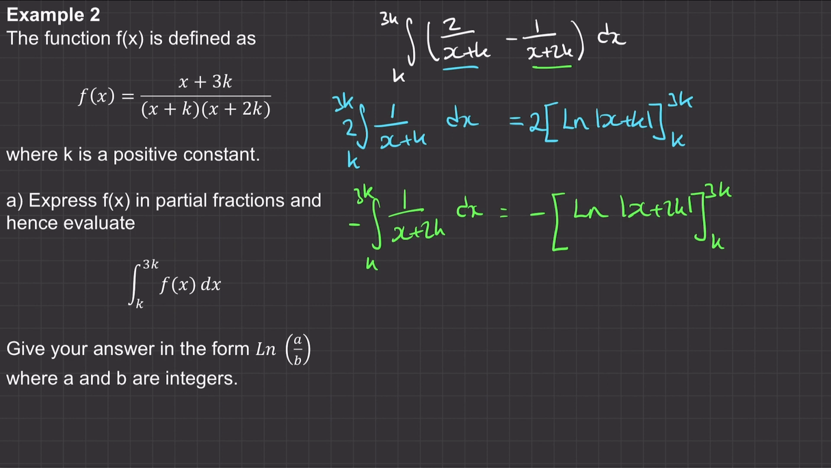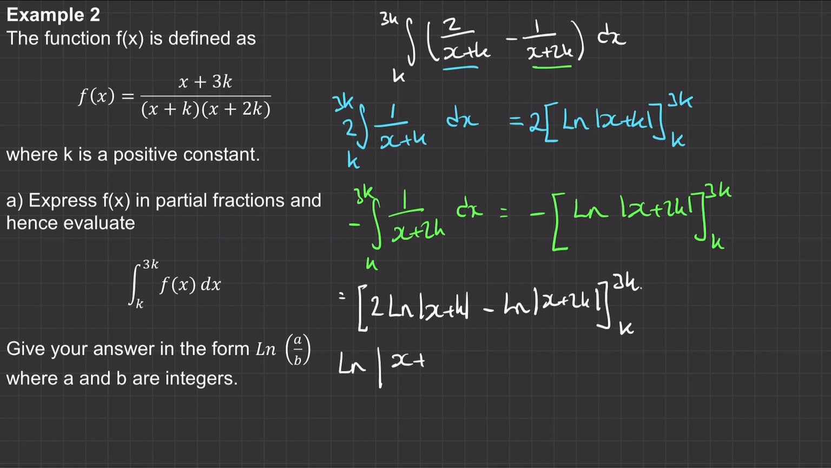So putting these two together, we have 2 times the natural log of x plus k minus the natural log of x plus 2k between k and 3k. So now I can simplify this using my product and division rules. So we have the natural log of x plus k squared over x plus 2k between k and 3k. We'll substitute in our limits.